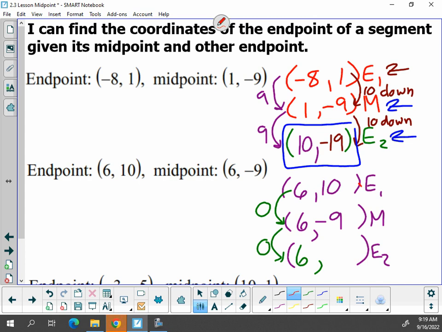To get from 10 to -9, I have to count down 19. And so to get to my other endpoint from my midpoint, I'm going to count down 19 more. And that's going to give me -28. And so there I have my other endpoint.